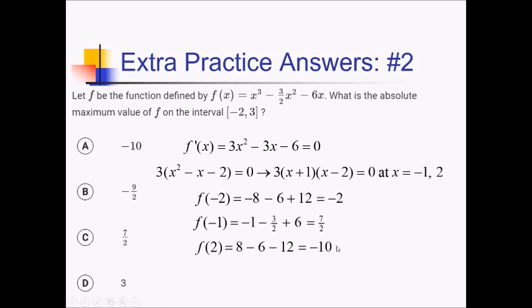There we go. And then last one, we've got 3. Got to try that out. So that's going to be 27. And then let's see here, this is 3/2 times 9, so that's going to be 27/2 that we're subtracting. And then finally, minus 18.